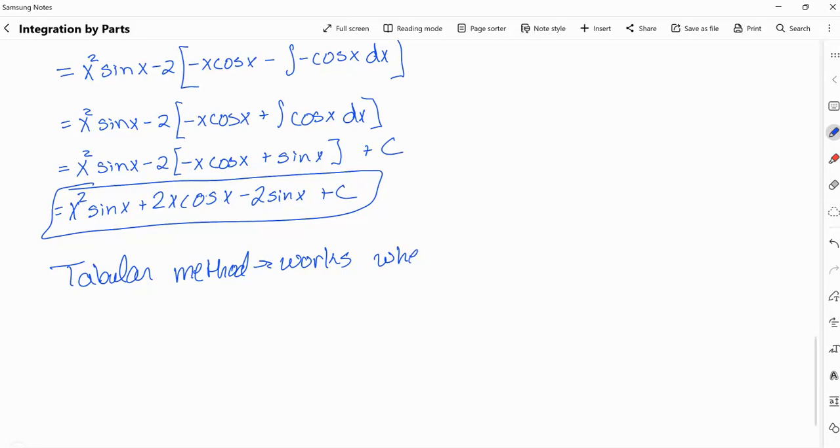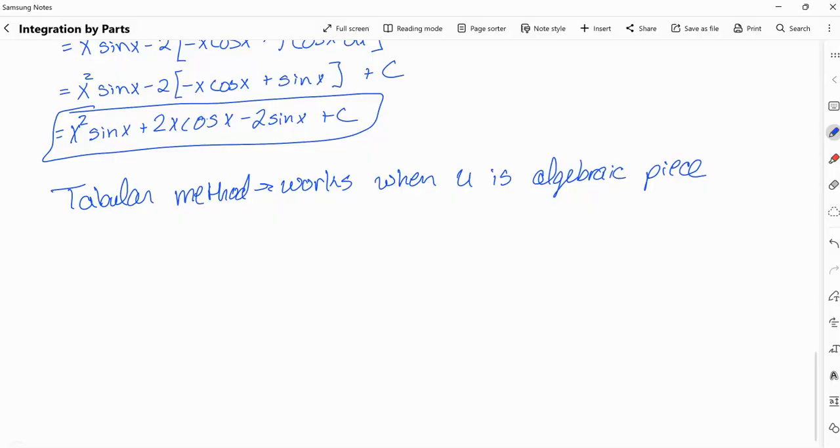And it works when U is an algebraic piece. So let me show you that. We're going to have a column for signs. We're going to have a column for U and its derivatives. Then we're going to have a column for dv and its antiderivatives.